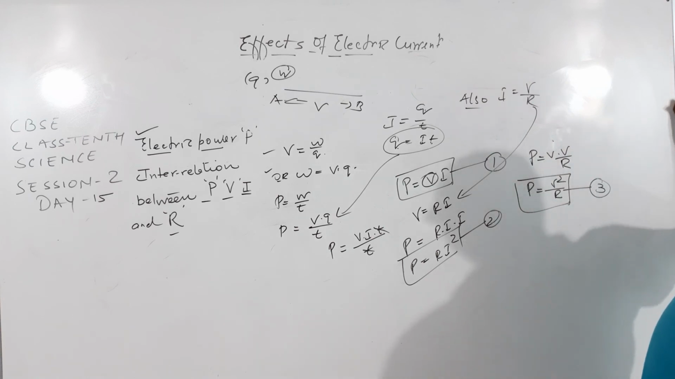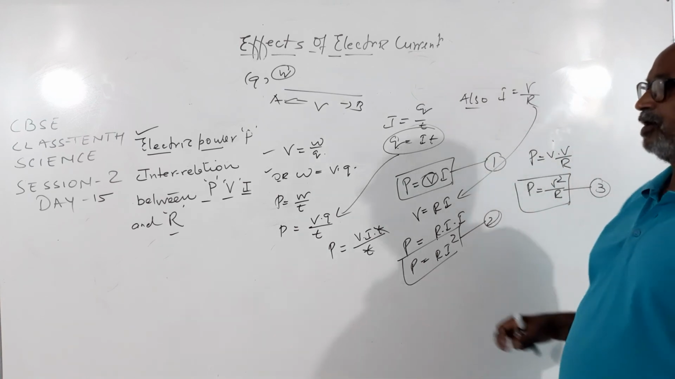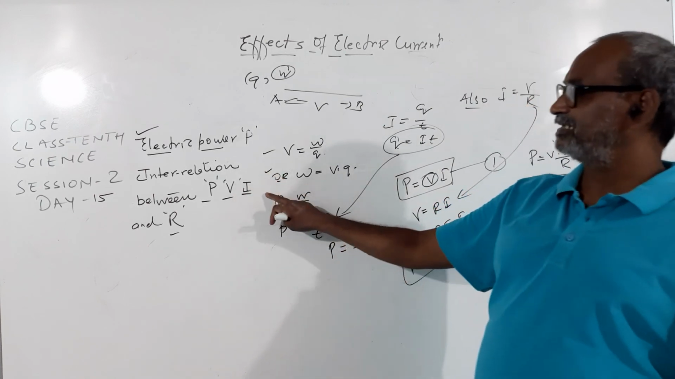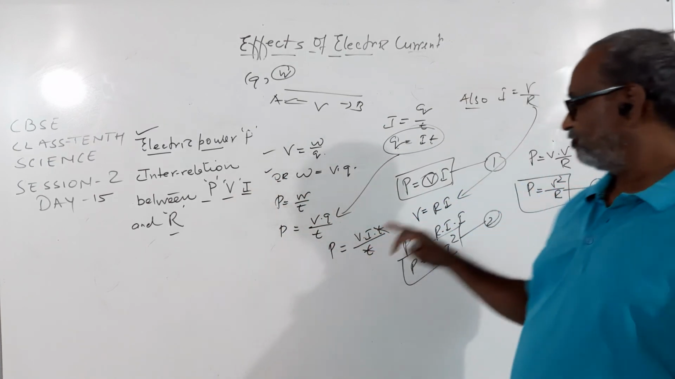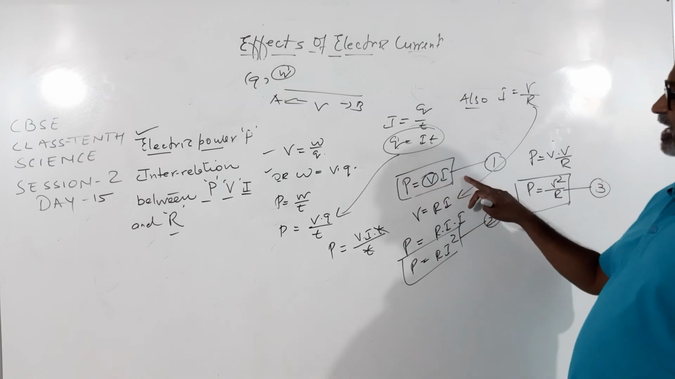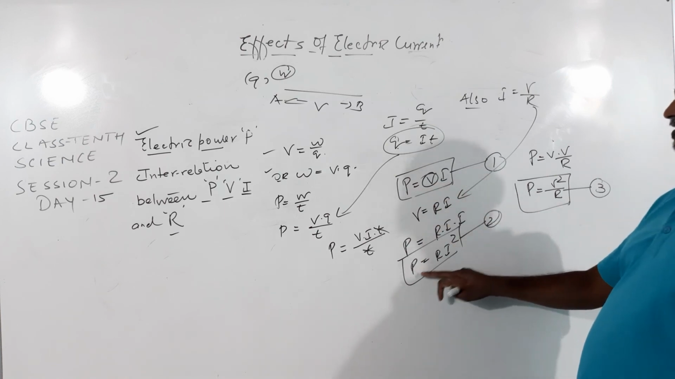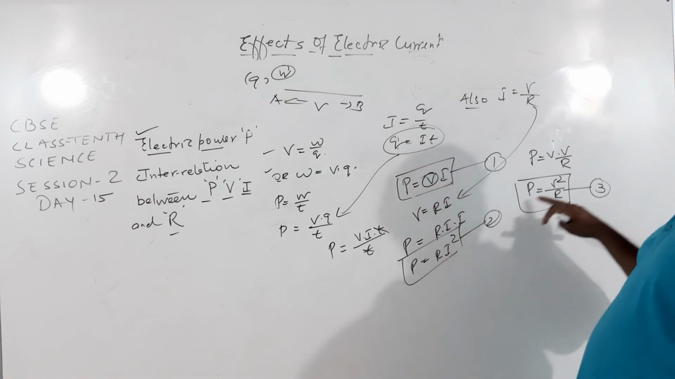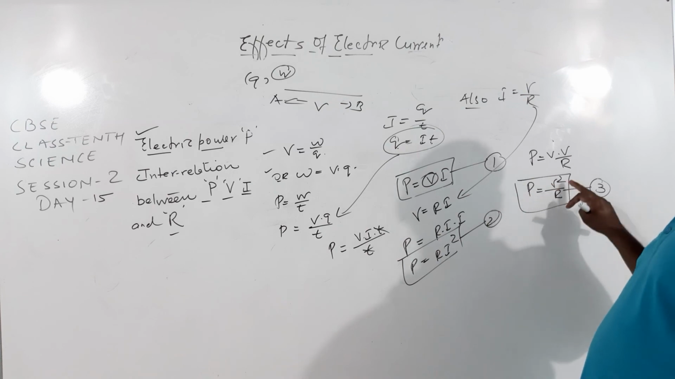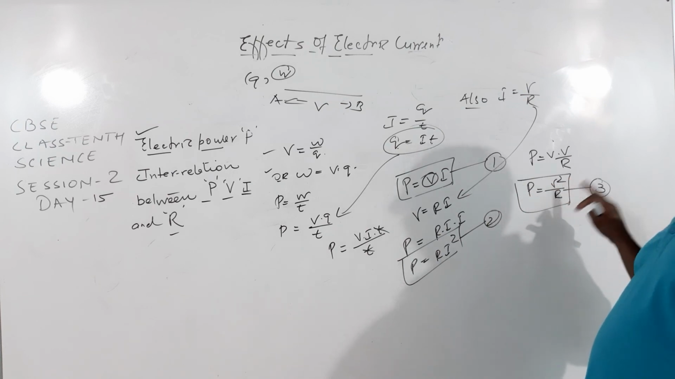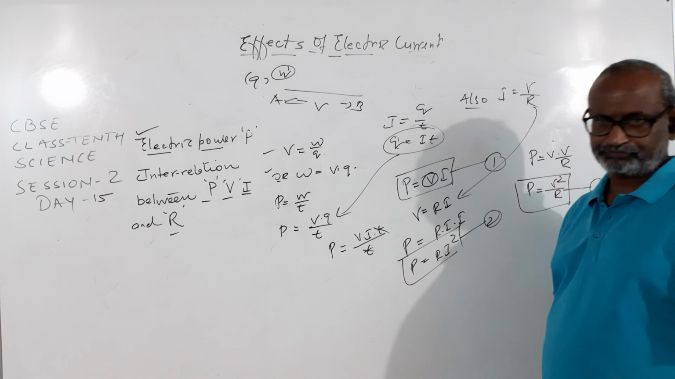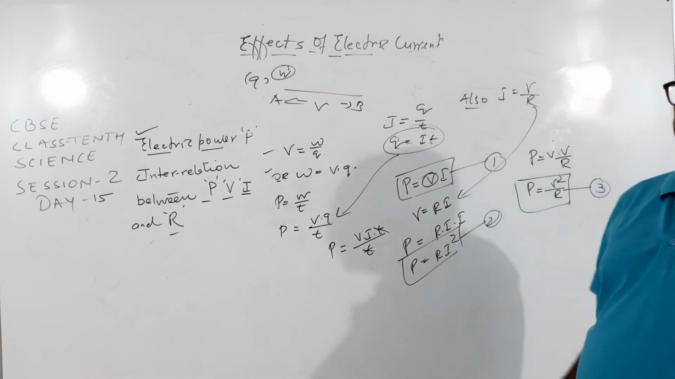So these are the interrelations between power, potential difference, current and resistance. First expression is P is equal to VI, second is P is equal to I squared R, third is P is equal to V squared over R. That's all for today.